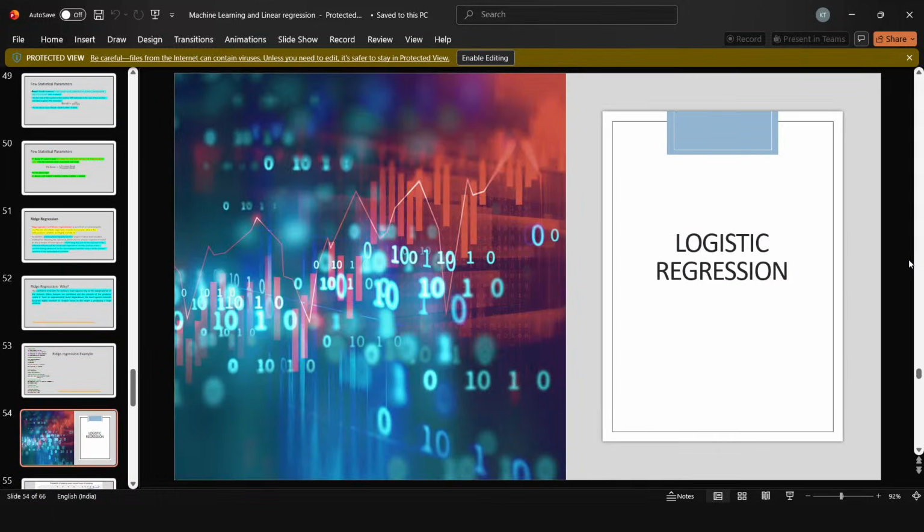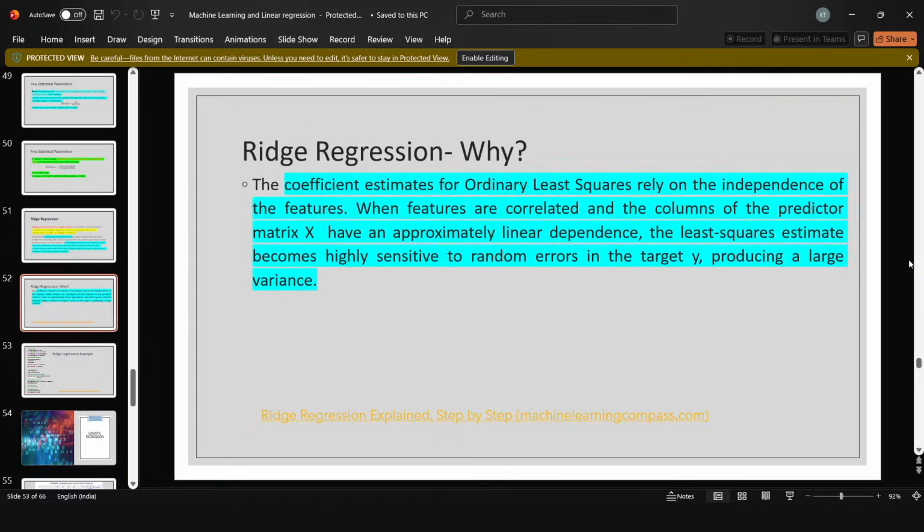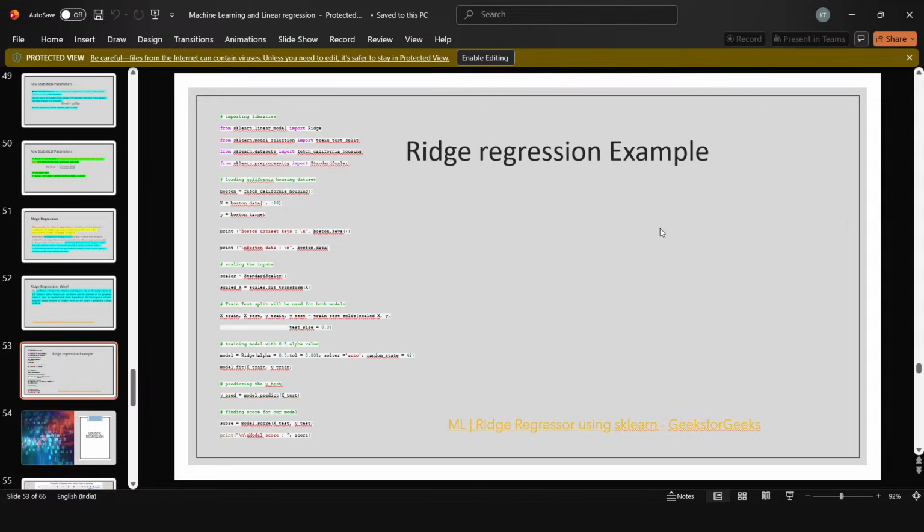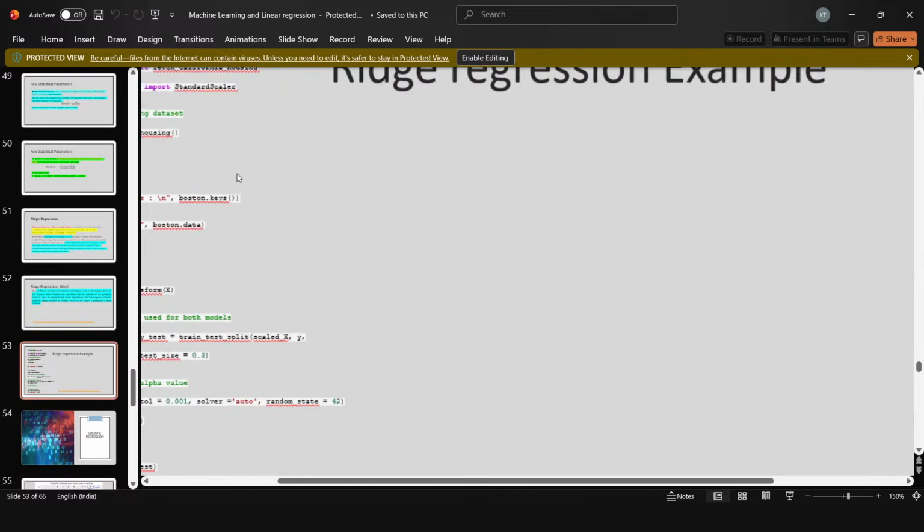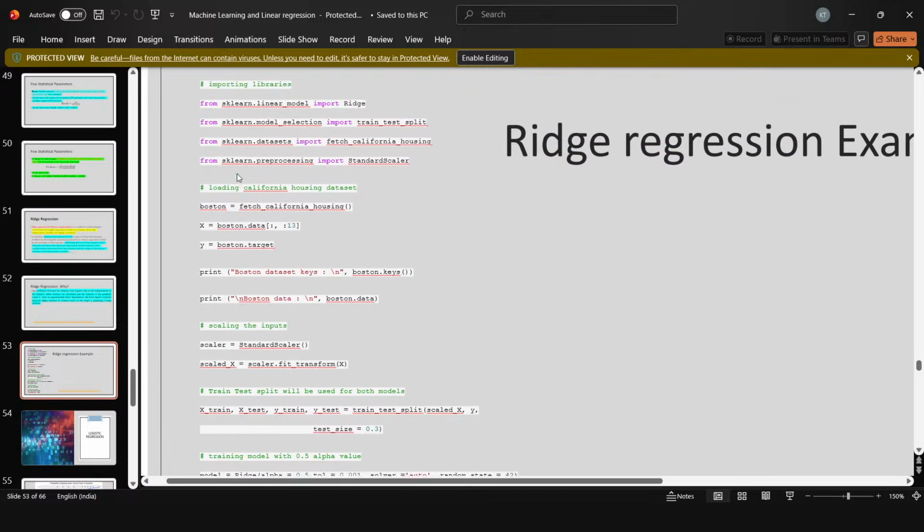So this is the problem with multiple regression with similar coefficient estimates of the predictor variables. For combating this, we are using ridge regression, and this is a small code for ridge regression.